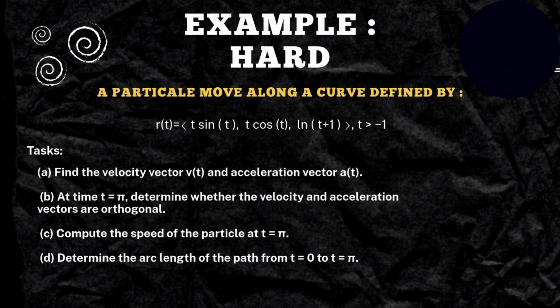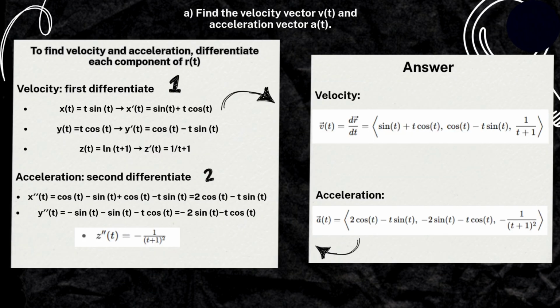So I'm going to explain the hard example, where the question is r(t) equal to t sin t, t cos t, and ln(t plus 1), with t more than negative 1. For question A, find the velocity vector and acceleration vector. To find velocity and acceleration, we need to differentiate each component of r(t).